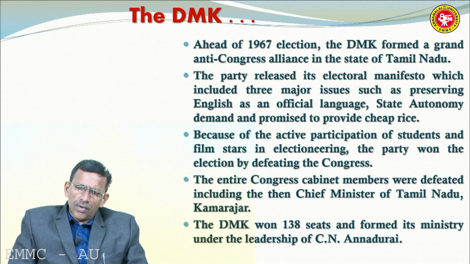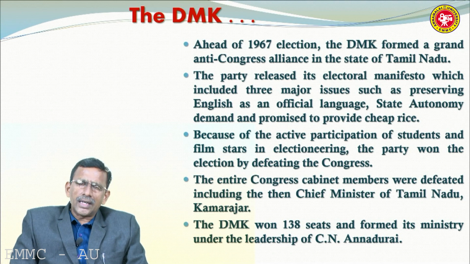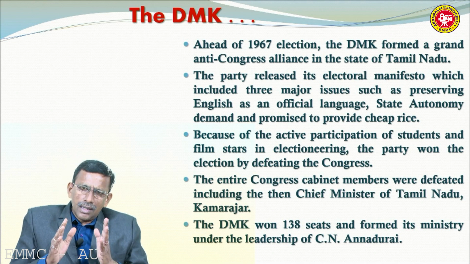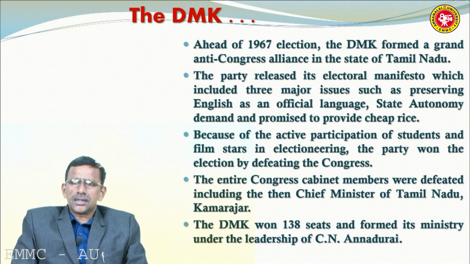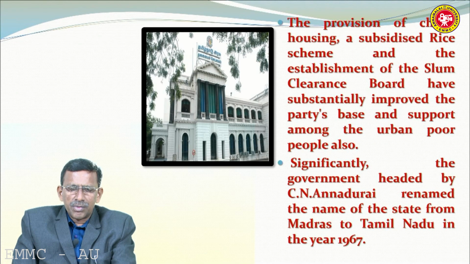But unfortunately, or I should say fortunately, most of the prominent leaders of Congress were defeated in the election. The entire Congress cabinet was defeated in the election. The DMK surprisingly won 138 seats and formed its ministry under the leadership of C.N. Annadurai. So that is the beginning of the Dravidian politics, the Dravidian political parties' domination in the state of Tamil Nadu. So this is my humble submission to students.